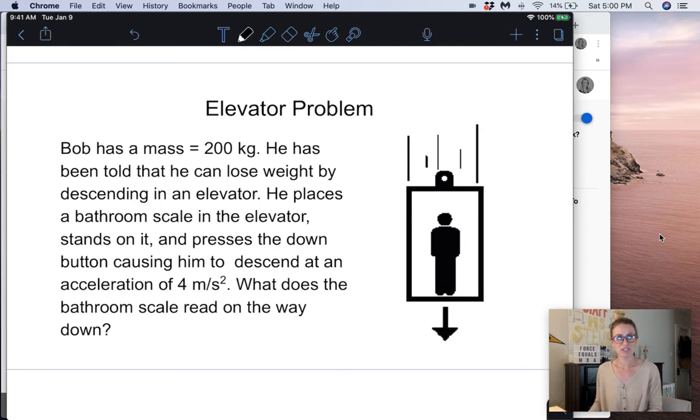All right, I'm going to show you guys how to do an elevator problem now. So the elevator problem says Bob has a mass of 200 kilograms, which is a lot. Bob is a big boy. He has been told that he can lose weight by descending in an elevator.